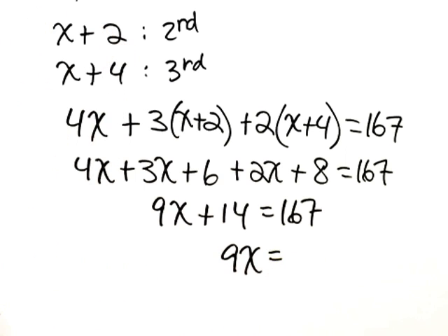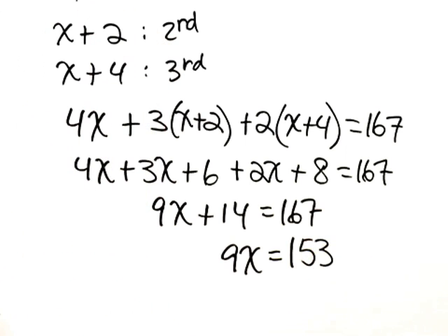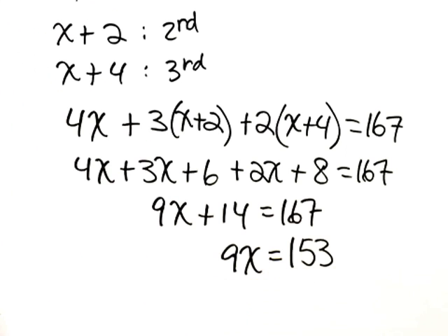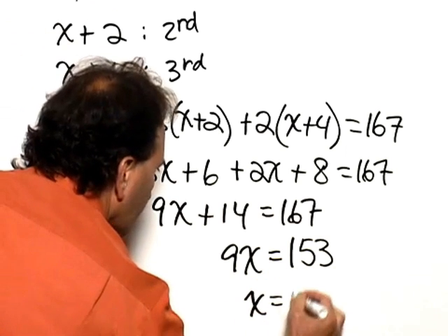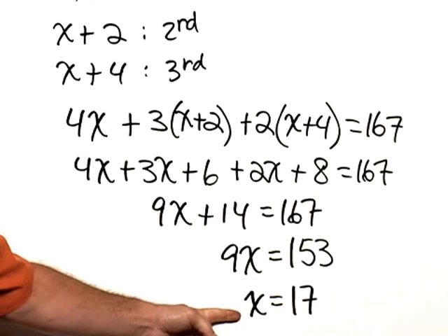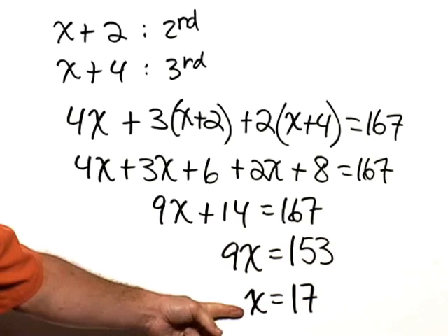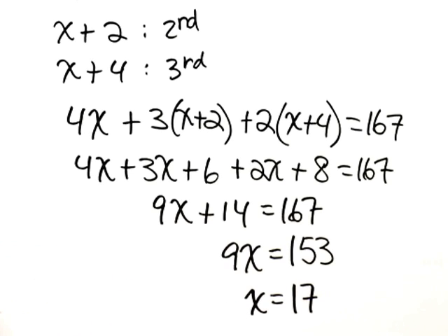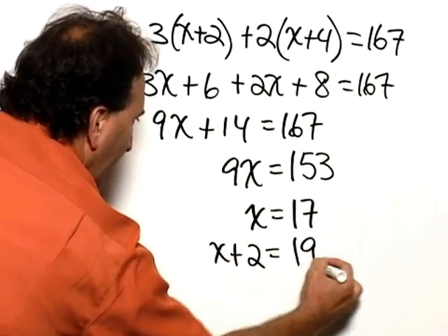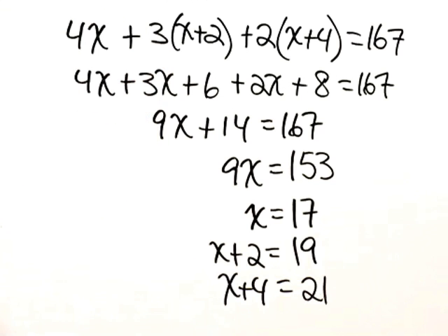We have 9x is equal to 153. Now we divide 9 on both sides, which gives us a result of x equals 17. This is the first of 3 consecutive odd integers. Therefore, the next one, x plus 2, would be 19, and x plus 4 would be 21.